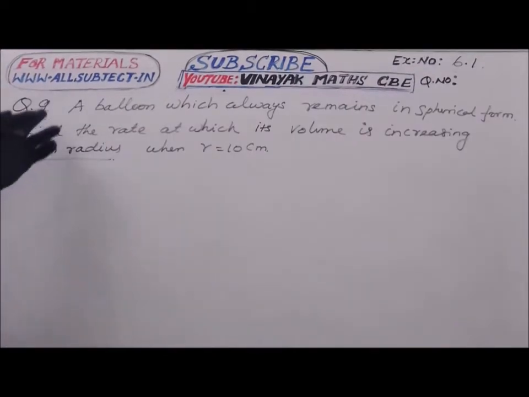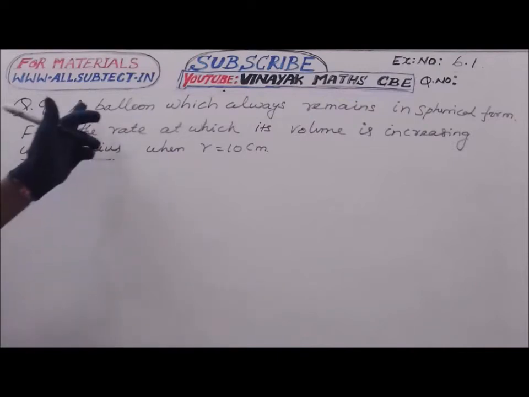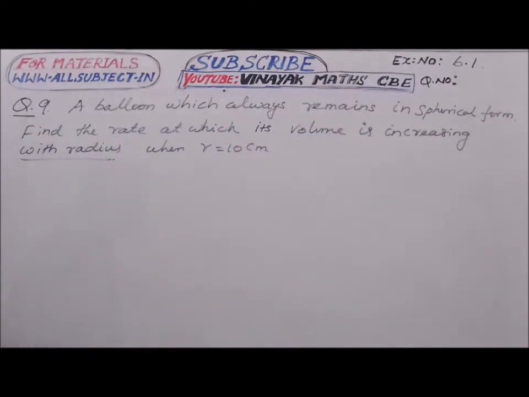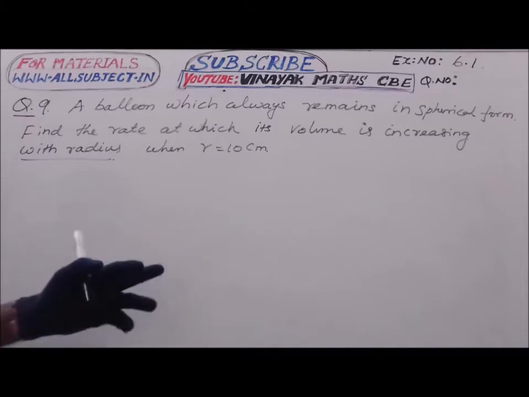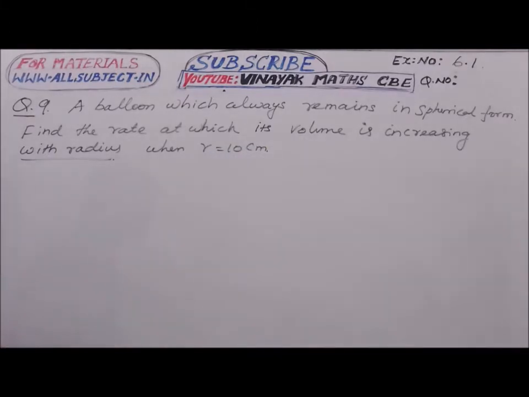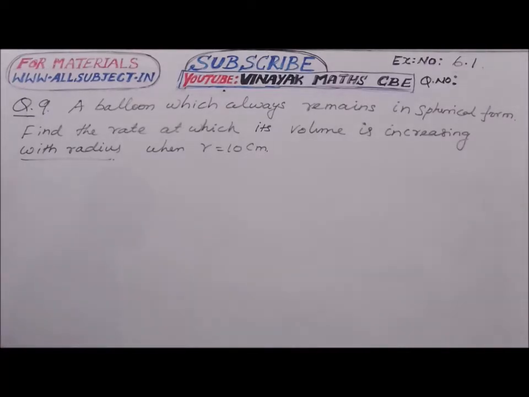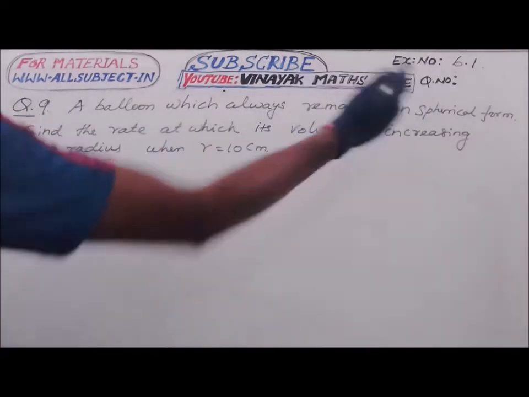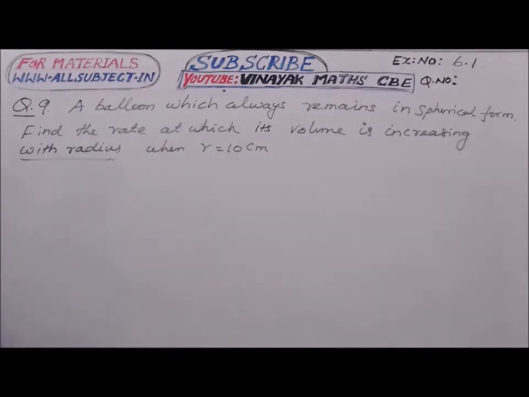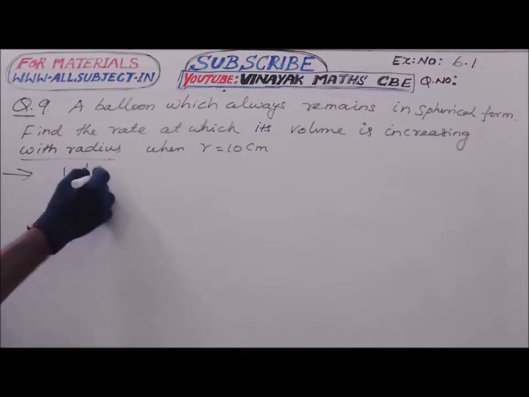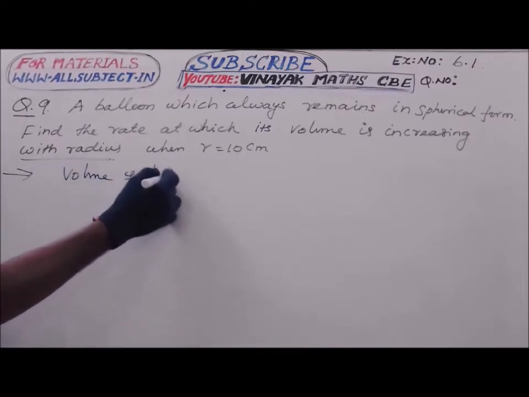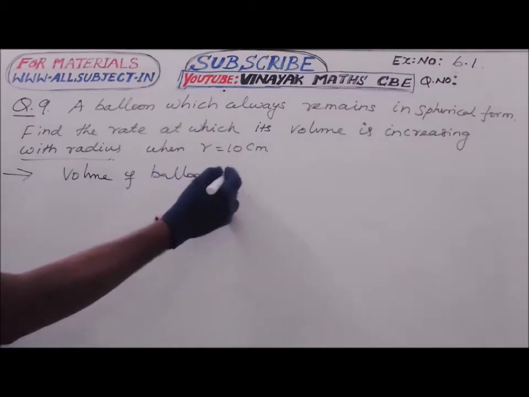Here comes the next question, question number 9. A balloon which always remains in spherical form. Find the rate at which its volume is increasing with radius when r equals 10 centimeter. A balloon remains always in spherical form is given, so we should take the volume of a sphere here. Volume of balloon, it is in spherical form.